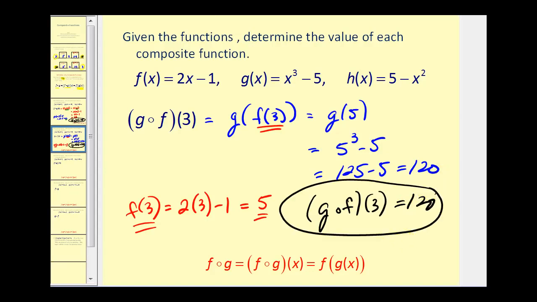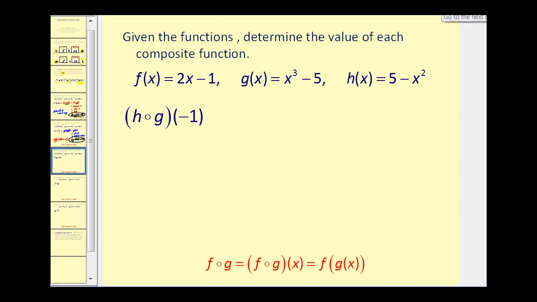Let's try another. We want h of g of negative 1. Well, this is equal to h of g of -1 written this way, and this should key us in to evaluate g of -1 first. So we'll go ahead and do this on the side.